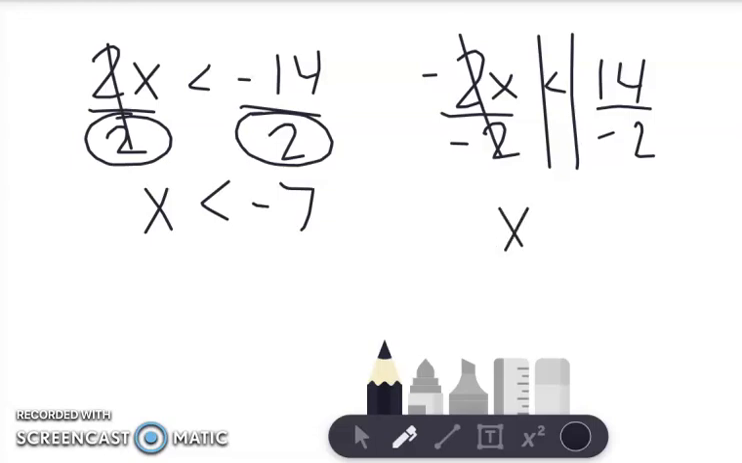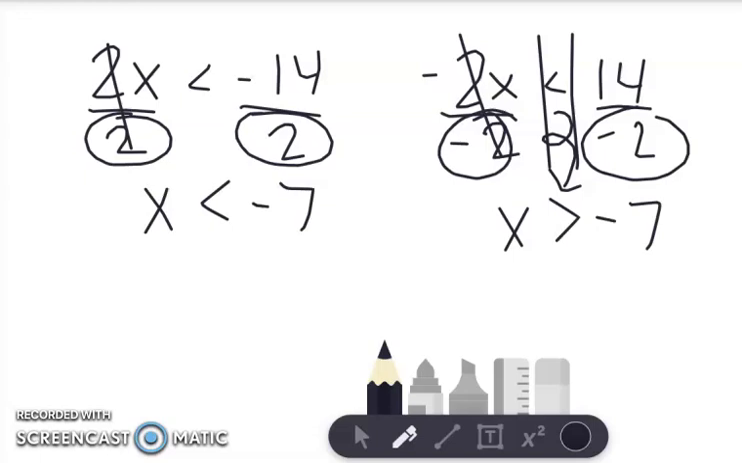So then we're going to have x is greater than, so we have to flip that inequality symbol because we're dividing both sides by a negative number. So it would be a negative 7. So when you multiply or divide both sides by a negative, you're going to flip or reverse that inequality symbol.